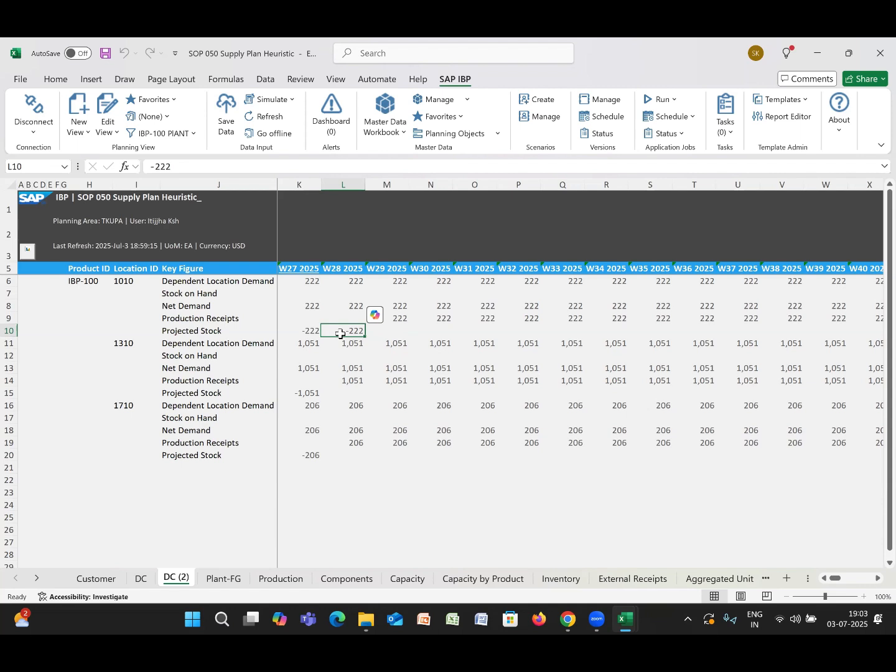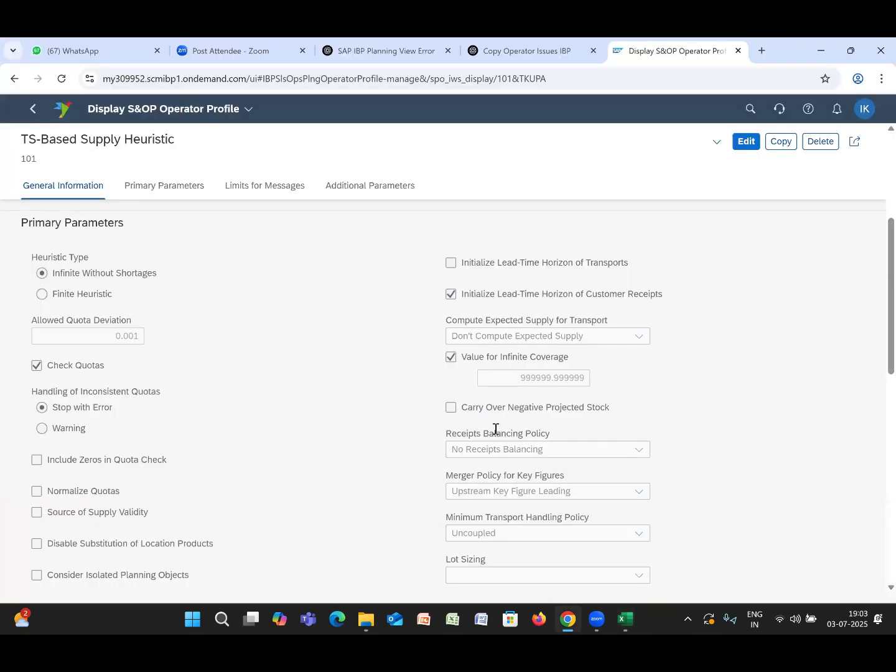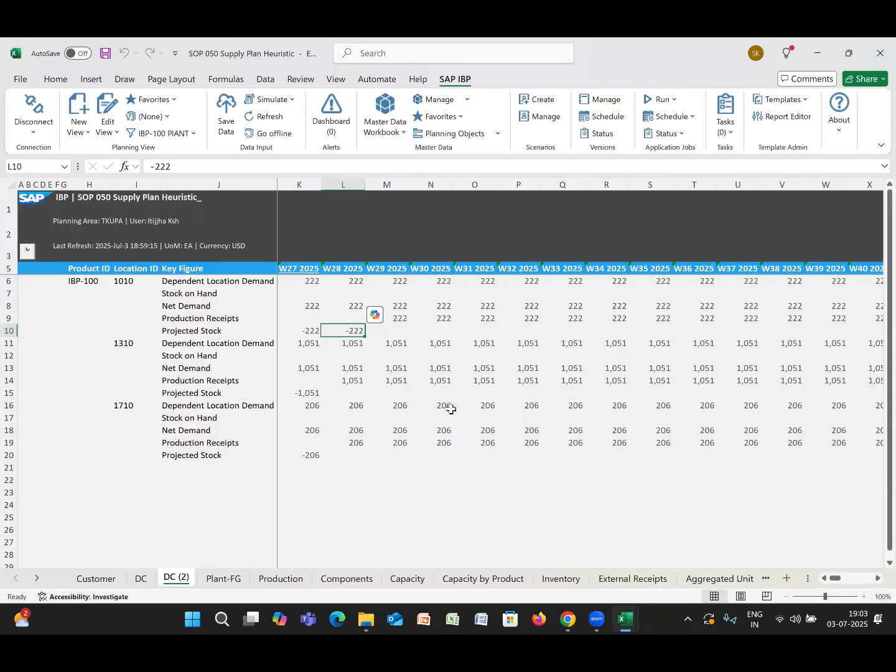Is it understood? So there are a few more controlling characteristics within the SNOP profile which can influence the result that we are seeing. And depending upon the customer requirements, these ticks are made. Now, in what business scenario will this tick be required? So I'll tell you that.